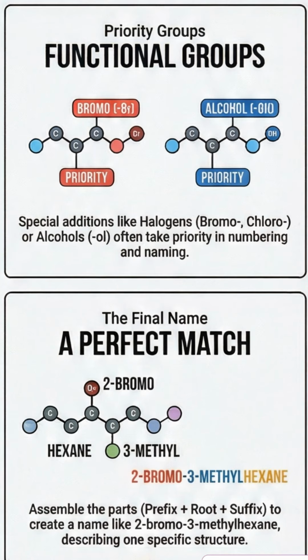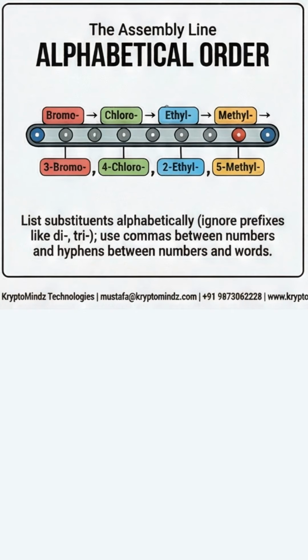Certain functional groups, such as halogens or alcohols, change how a compound is named. These groups often have higher priority than simple alkyl branches. Priority affects both numbering and the suffix. For example, an alcohol group usually forces the chain to be numbered so that the OH carbon has the lowest possible number. When multiple different substituents are present, list them in alphabetical order in the name.